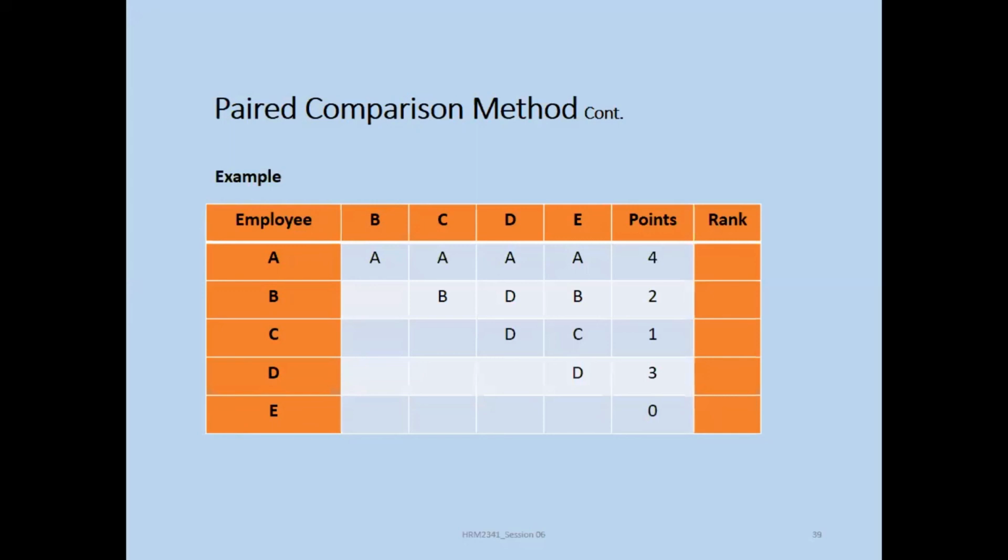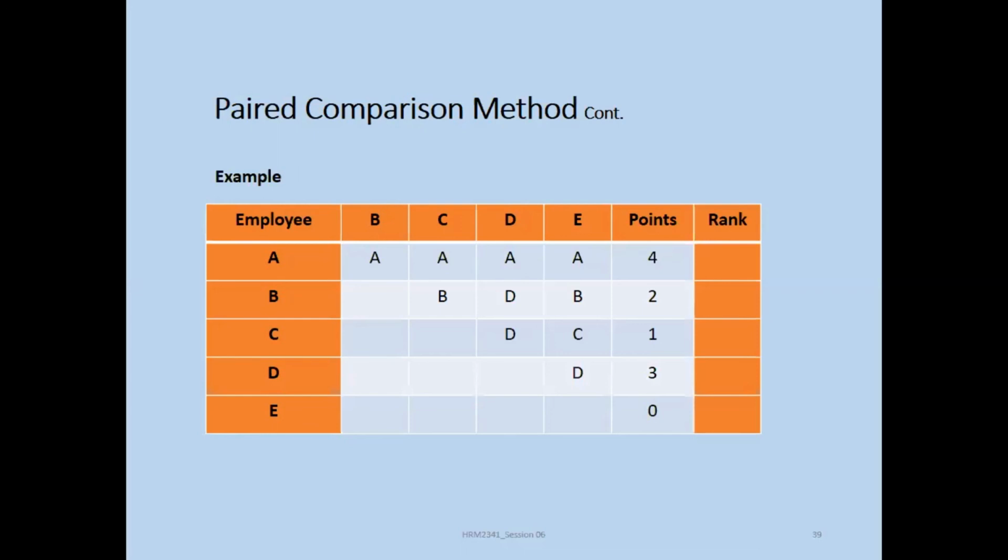The name B appears 2 times. Name C appears only 1 time. Name D appears 3 times. Name E does not appear here, therefore 0 points. Based on the points, we can give the rank.